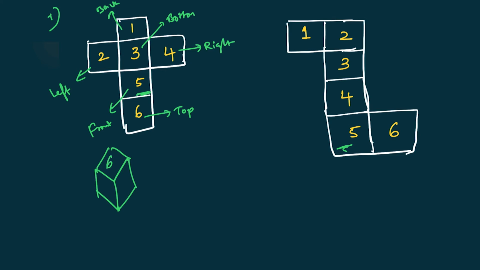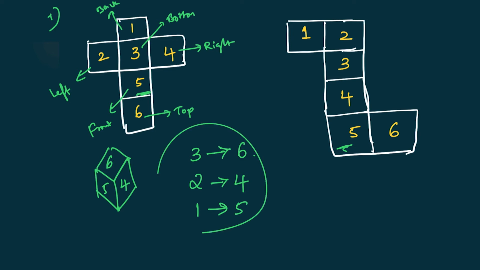Top portion as 6, right as 4, and to the front it will have 5. So it is clear that bottom and top will be opposite to each other. The opposite to 3 will be 6. We also know that left and right are opposite, so opposite to 2 will be 4. And we are left with only 1 and 5, and obviously they will be opposite numbers.